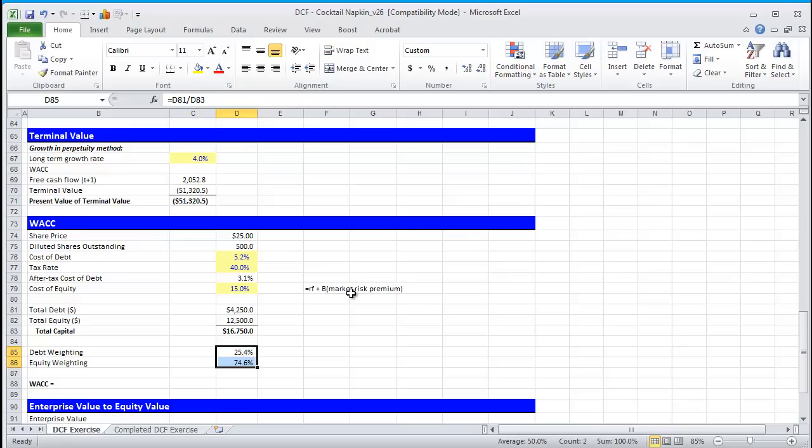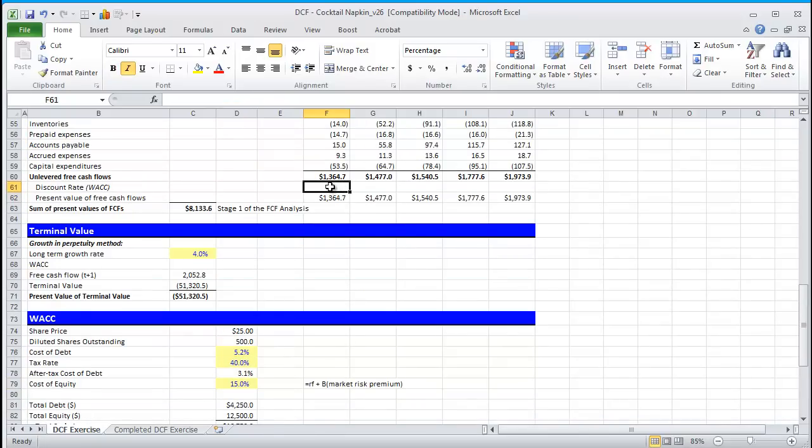So now that we have our after-tax cost of debt, our cost of equity, our debt weighting as well as our equity weighting, we can calculate WACC. WACC, again, is going to be a blended rate of return. So we take our equity weighting, multiply it by cost of equity, plus our debt weighting times after-tax cost of debt. And this should give us 12%. So that's going to be our cost of capital.